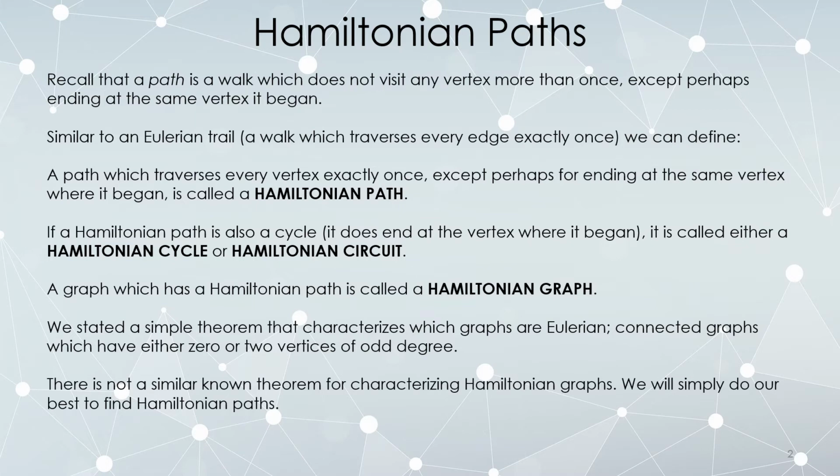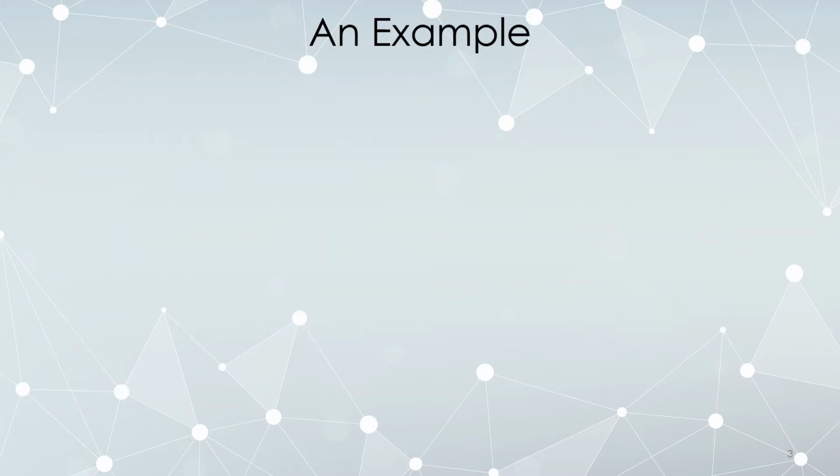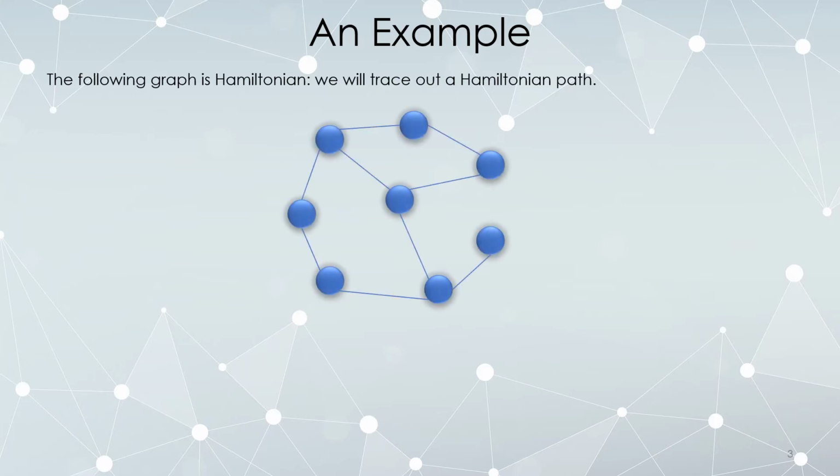However, there is not a similar known theorem for characterizing Hamiltonian graphs. Somehow constructing walks that visit every vertex exactly once is a lot trickier than a walk that visits every edge exactly once. All we're going to do is do our best to find Hamiltonian paths. Here's an example. The following graph that will appear momentarily is Hamiltonian, and we will find the Hamiltonian path. Okay, here's the graph. The goal is, can you find something that visits every vertex exactly once?